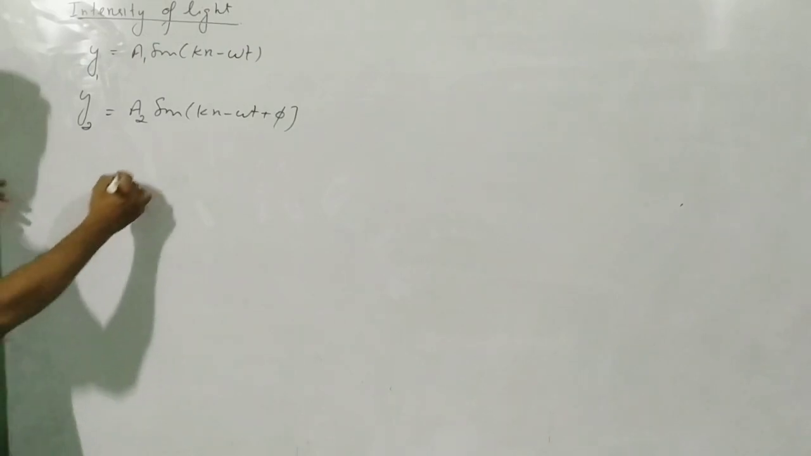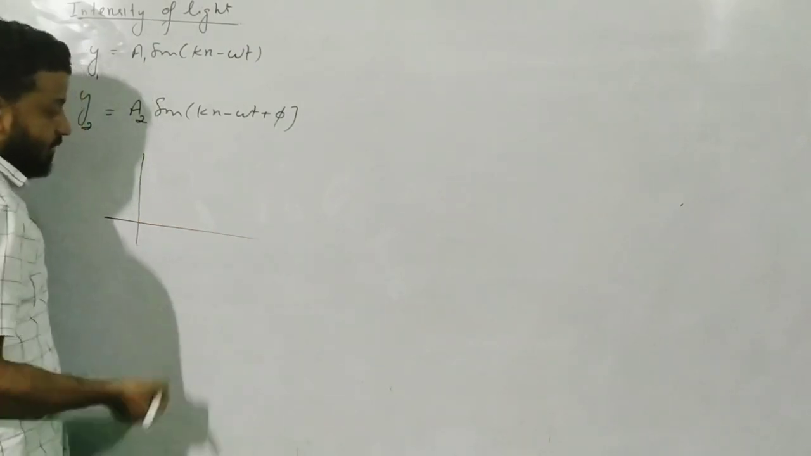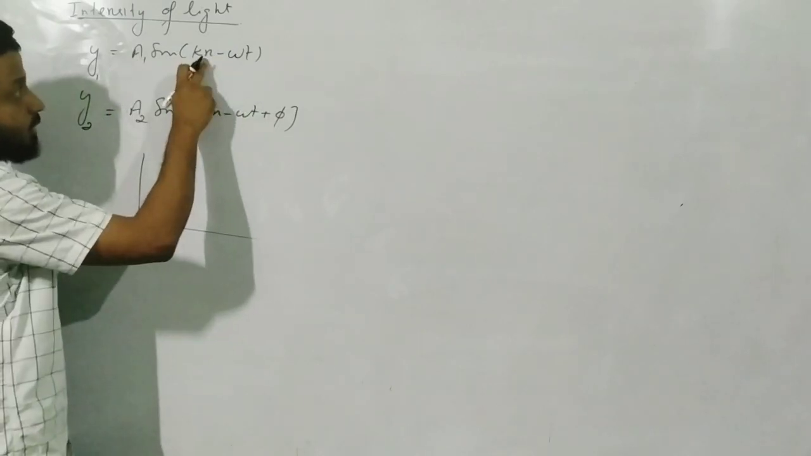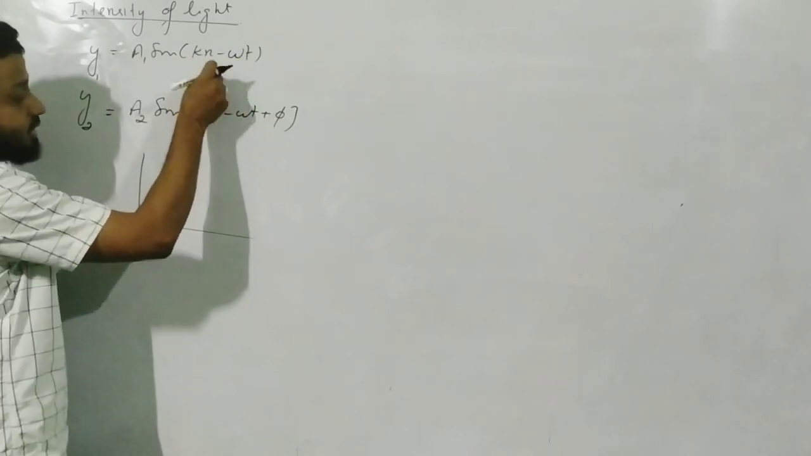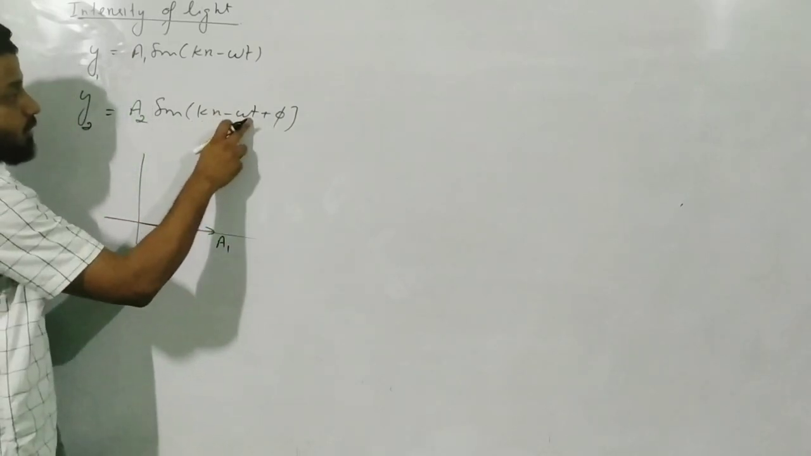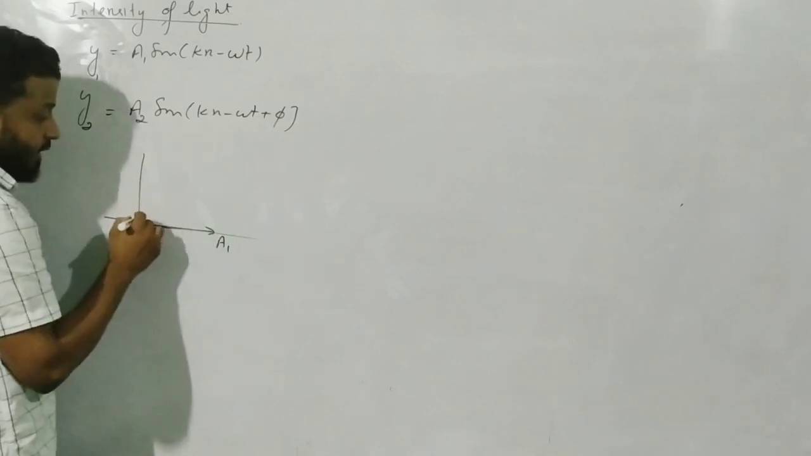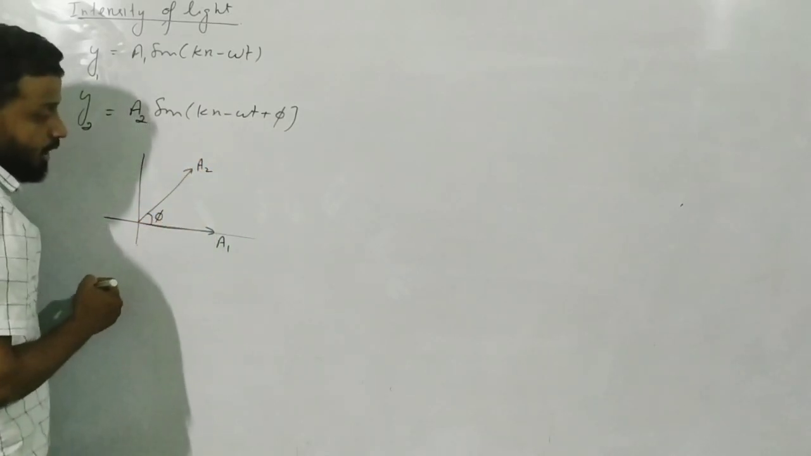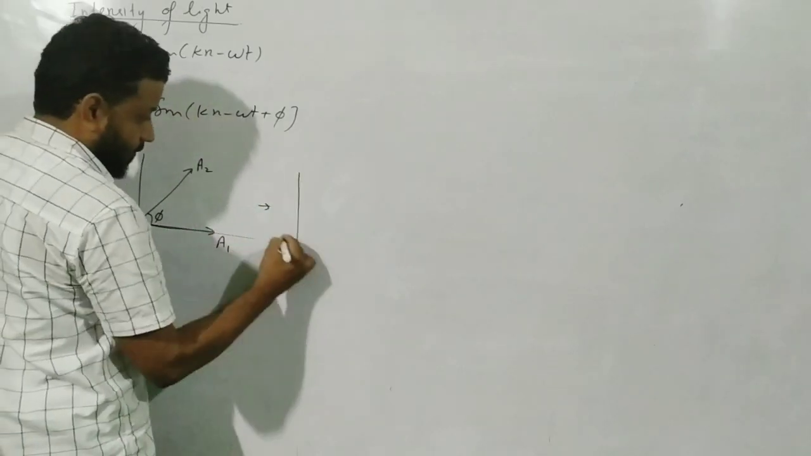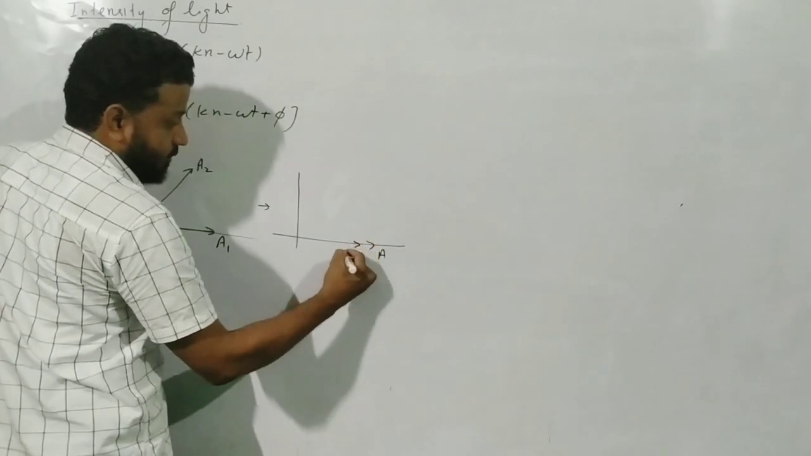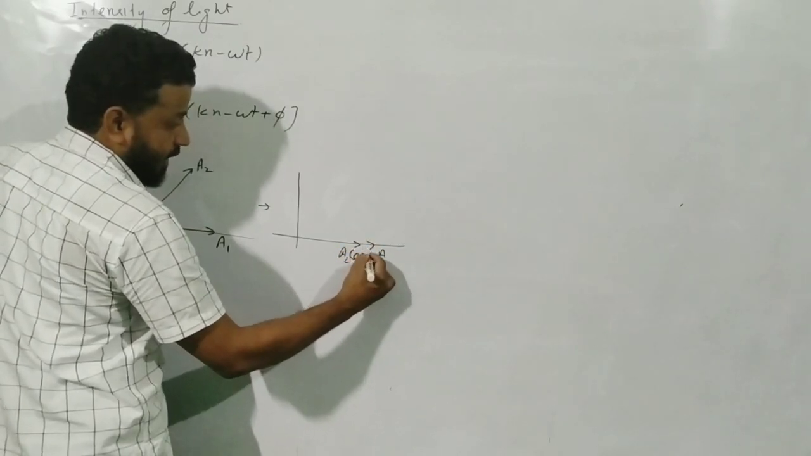If I draw a phasor diagram over here, now we are comfortable with phasor diagrams. We know that the amplitude A1, at x equal to 0 and t equal to 0, has a phase of 0, so A1 will be in this direction. For x equal to 0 and t equal to 0, A2 still has a phase of phi. So this is my phi. If I take a component over here, this is my A1 and this one will become your A2 cos phi.